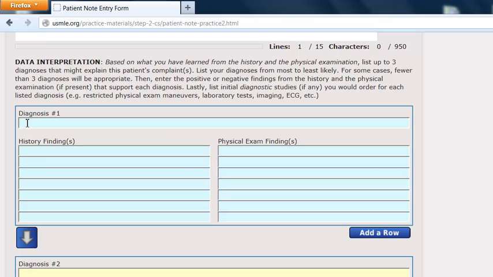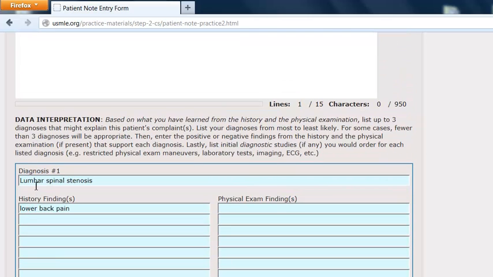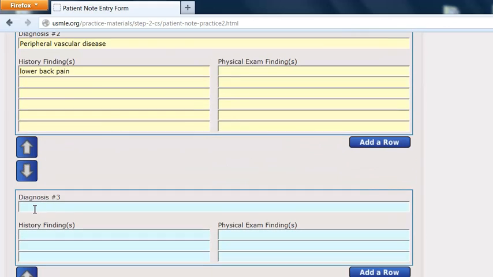So the first differential is lumbar spinal stenosis. Second one is peripheral vascular disease. And immediately we add our chief complaint everywhere. And let's say the third one is lumbar muscle strain. Okay.